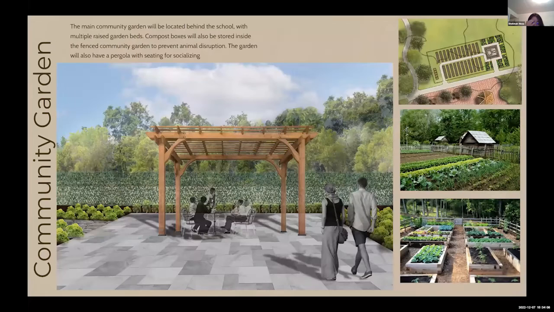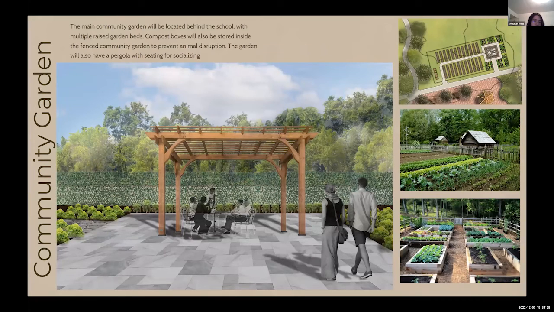Then we have the community garden. It will be fenced in to prevent any animal disruptions. The compost boxes will also be here, part of permaculture, to help preserve the food, so there's less waste in the neighborhood, and it can also contribute to the community gardens throughout the neighborhood.